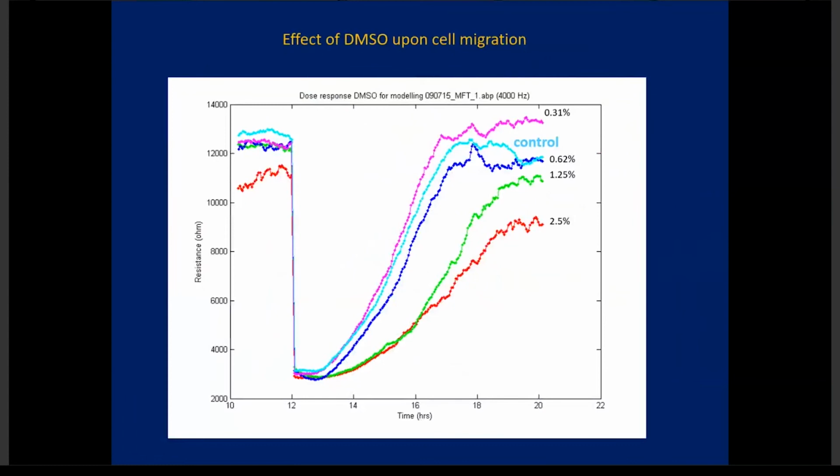Here's an example of drugs affecting migration. These are confluent layers of cells that are in the presence of different concentrations of DMSO that you see listed here. The control is the light blue, and they're wounded at about 12 hours into this experimental run, and we see them coming back to control levels. But notice in 2.5 or 1.25% DMSO, the migration is greatly reduced as it's requiring longer for these cells to return to their control levels.